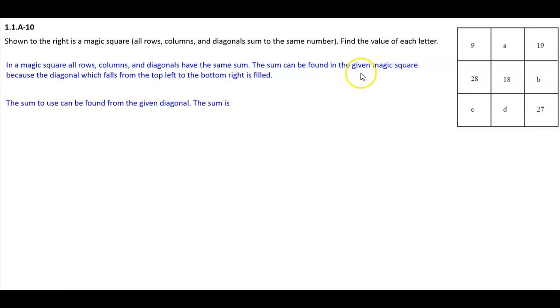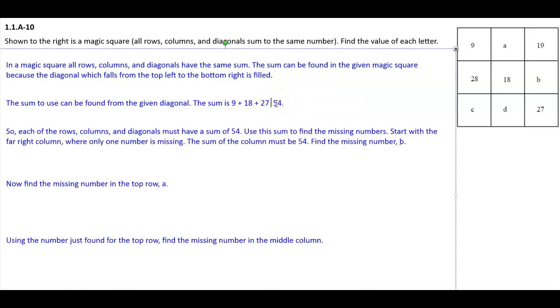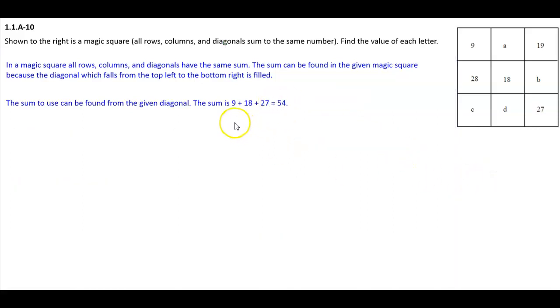The sum can be found in the given magic square because the diagonal, which falls from the top left to the bottom right, is filled. So you can see here that those numbers 9, 18, and 27 can be added up, because the A, B, and the C and D don't give you that option. So the sum to use can be found from the given diagonal. So the sum is 9 plus 18 plus 27, which is equal to 54. So let me write that in there.